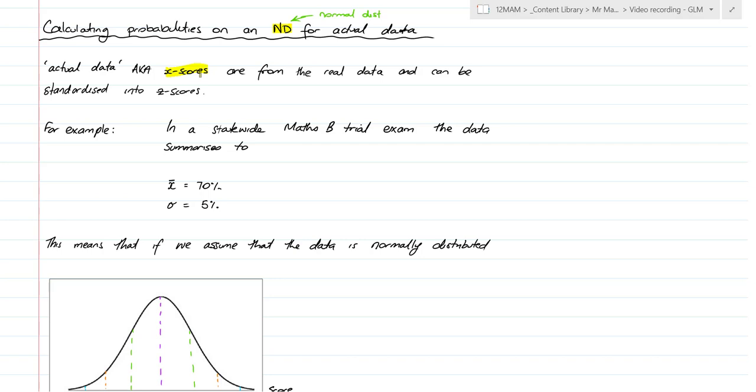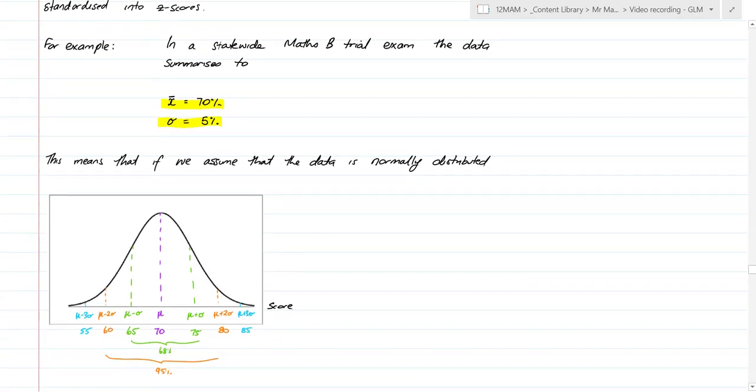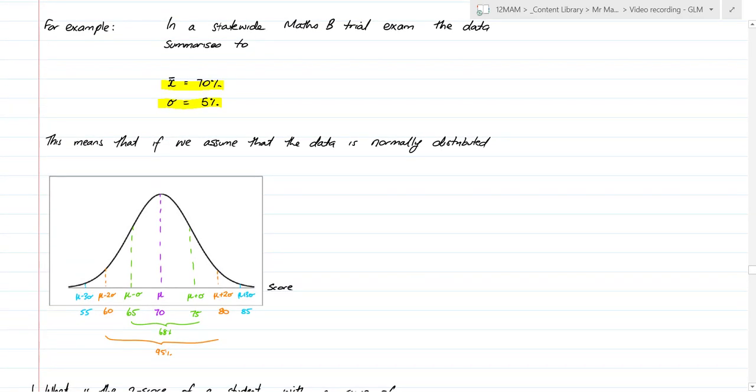In a statewide Math B trial, so there was one of these, the data summarized to be X bar is equal to 70 and sigma is equal to 5, which is their percentages. So that means the mean was equal to 70 and the standard deviation was equal to 5. Now, this means that our normal distribution, we're assuming it's normally distributed, will look a bit like this.